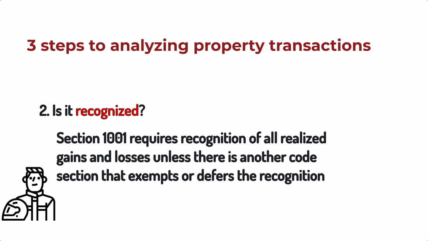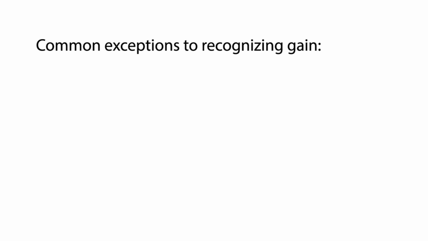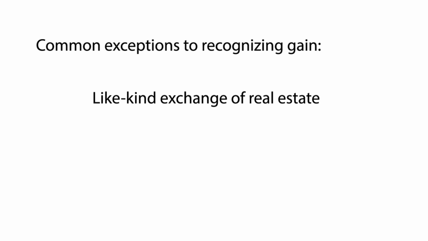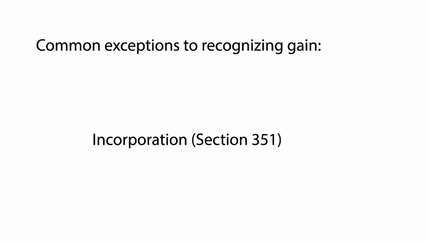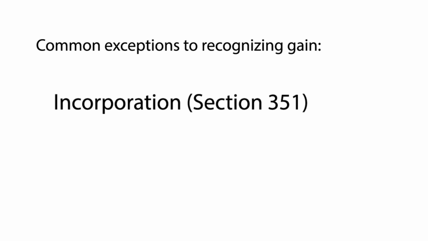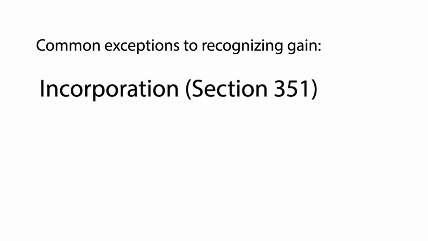In step 2, we have to figure out whether Joe's realized gain is recognized. Remember, by default, all gains are recognized unless we find an exception in a particular code section. Here are some common exceptions to recognition of gain: sale of a personal residence, like-kind exchanges of real estate, formation of a partnership, none of which apply to us, but Section 351 on incorporations does.